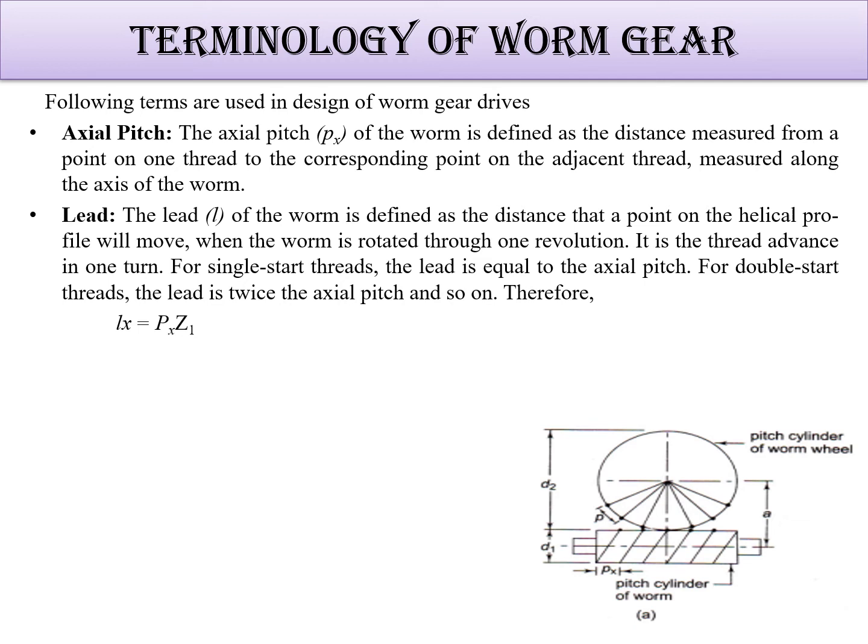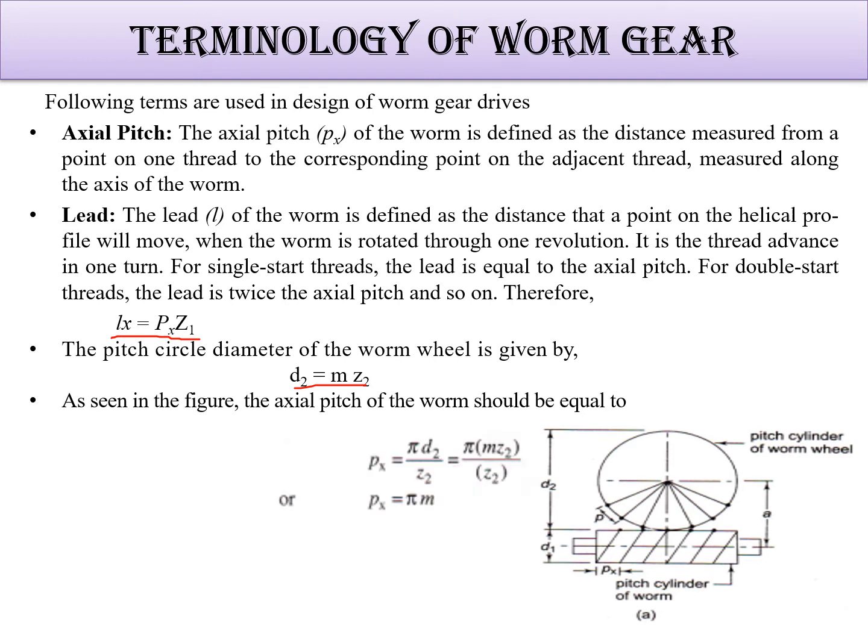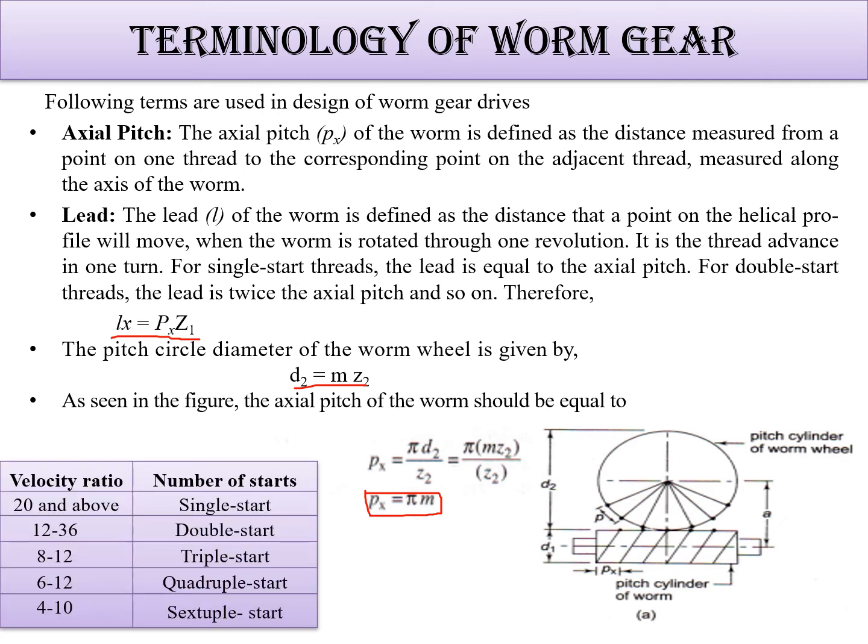The formula is given in this way: Lx is equal to px into z1. The pitch circle diameter is d2, equal to m into z2. Now px is equal to pi d2 upon z2. Pi d2 is m into z2, so putting in this value, the z2 cancels. The axial pitch is nothing but pi into the module. This is the formula for finding the axial pitch.